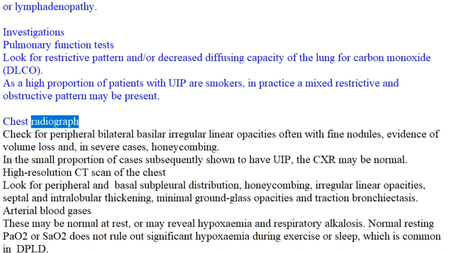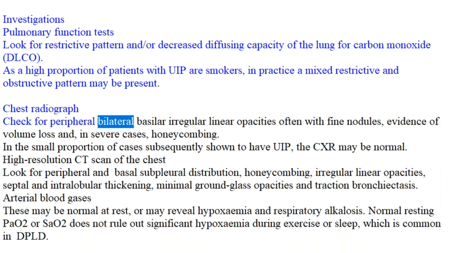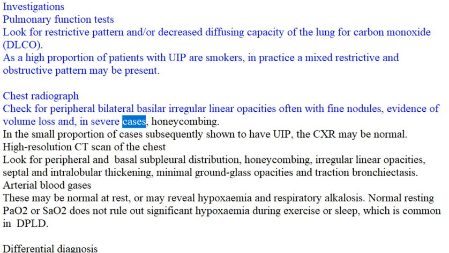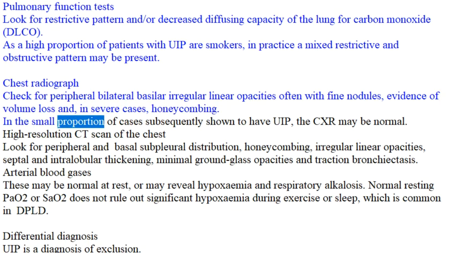Chest radiograph. Check for peripheral bilateral basal irregular linear opacities, often with fine nodules, evidence of volume loss and, in severe cases, honeycombing. In the small proportion of cases subsequently shown to have UIP, the CXR may be normal.